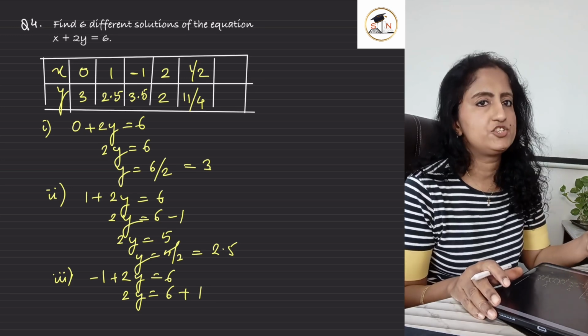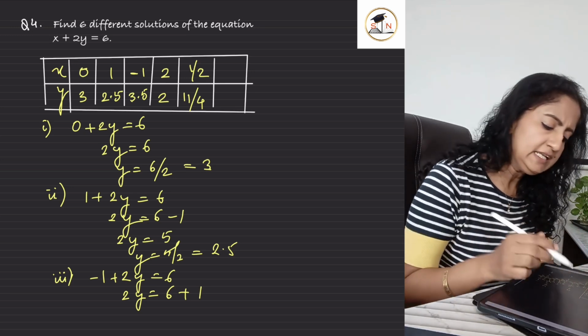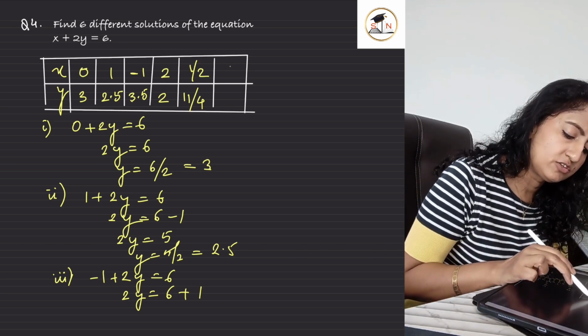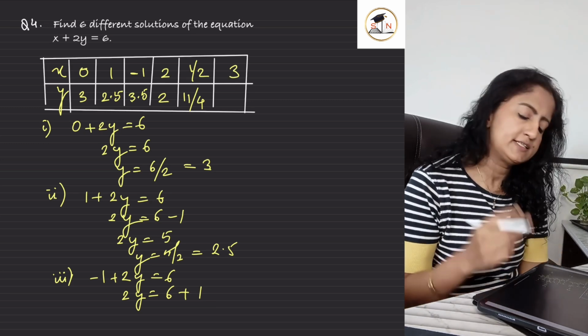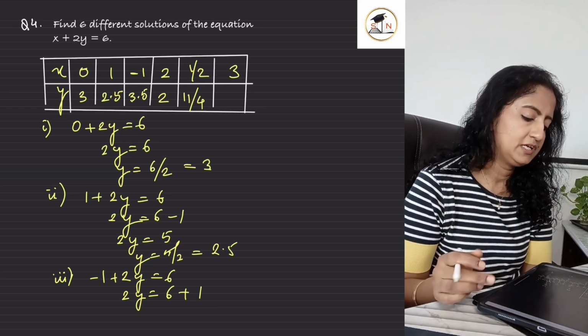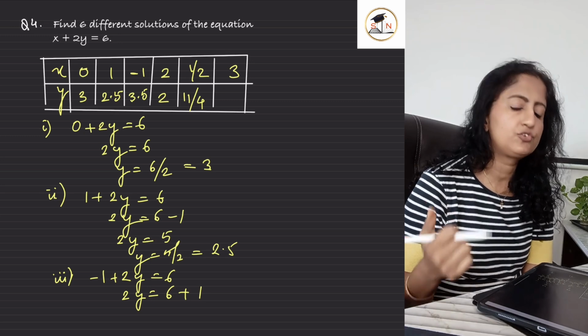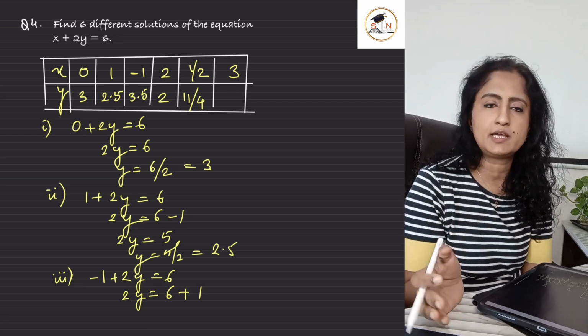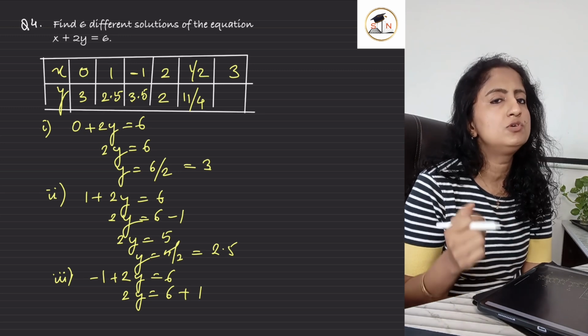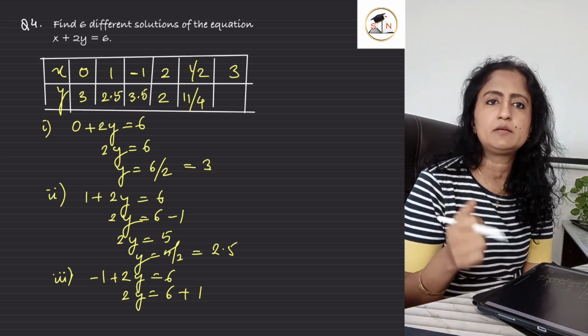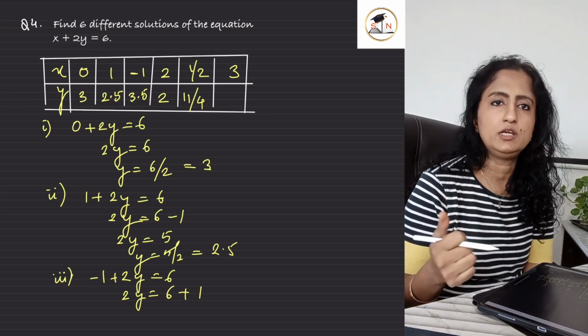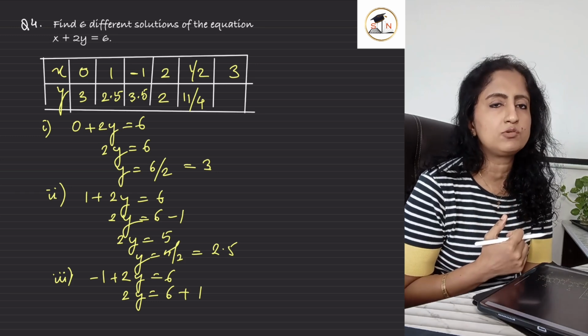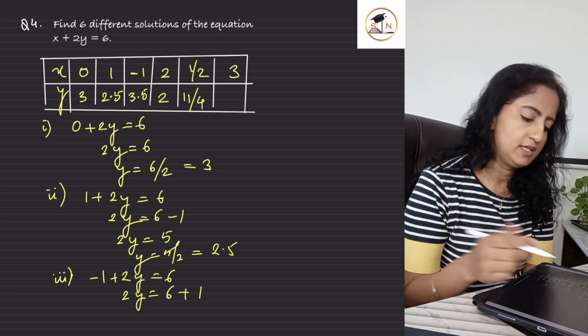Both are rational. Okay. Now, let's take x as 3. Let's do the calculations mentally again. So when x is 3, we get 3 plus 2y equals 6. Okay. 3 taken to the other side gives us 2y equals 6 minus 3. That means 2y equals 3. So therefore, y comes out to be 3 divided by 2, that is 1.5.